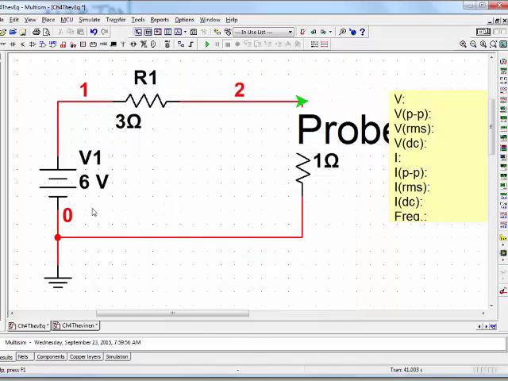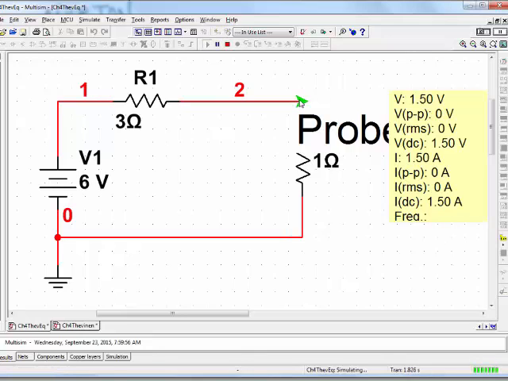So now I have the Thevenin equivalent here, and I put my 1 ohm load resistor on. I'm going to run the simulation again, and sure enough, across the load it's 1.5 volts and 1.5 amps. Okay, well that's just what we did.